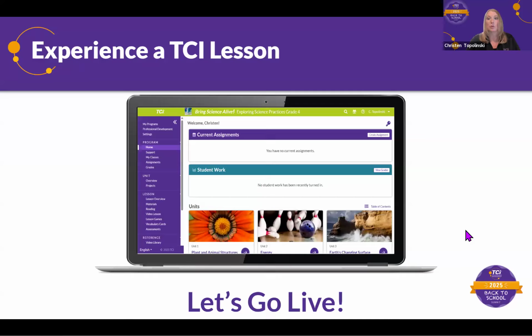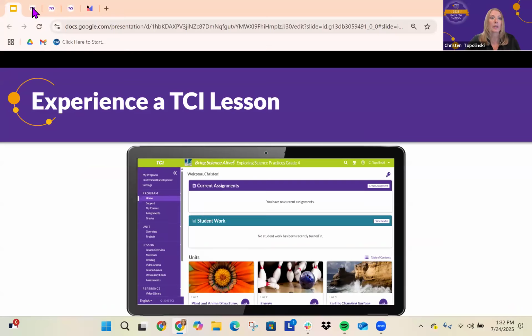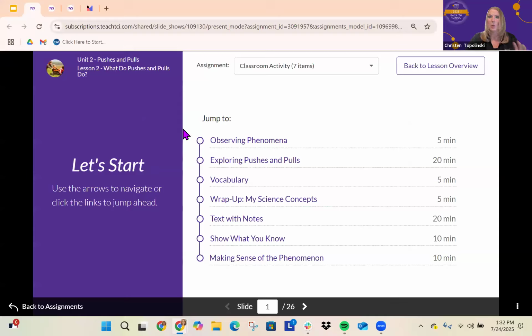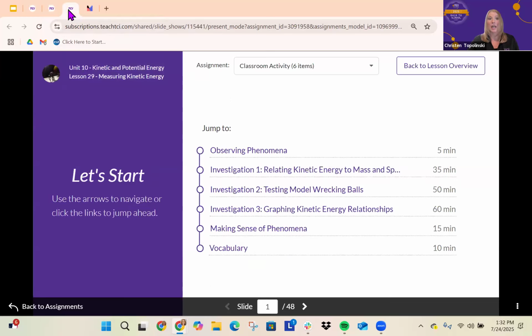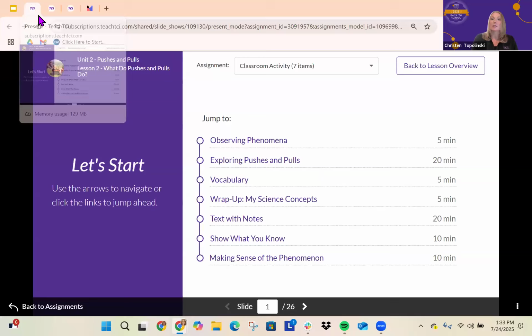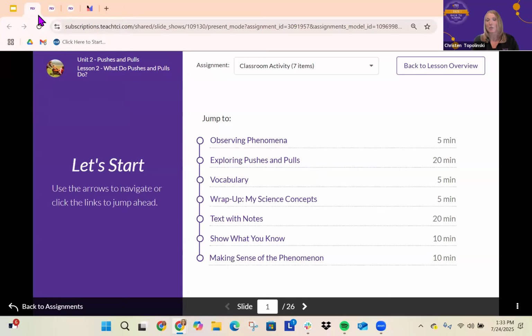But let's go ahead and jump into the kindergarten lesson. I intentionally picked 3 different lessons that highlight the spiral that TCI uses. We're going to be looking at motion, and pushes and pulls. Then in 4th grade, we're going to look at energy and how energy is related to motion. And then we're going to get into kinetic and potential energy in 8th grade. I wanted you to see that TCI is built on a spiral concept so that students start with small pieces and we keep adding pieces throughout. So we're going to take a look at these.